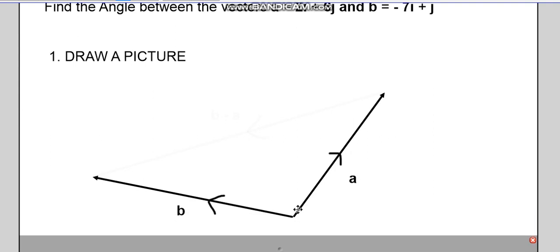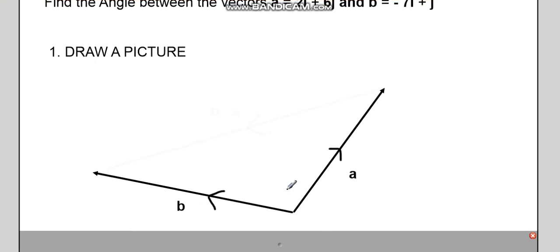Okay, so vector A is 2 across 6 up, roughly. Okay, and vector B is minus 7i plus j. So it's not accurate, it's just a sketch. Now, if we want to find the angle between these two vectors, we are looking for this angle here. Now the easiest thing to do is to make this into a triangle. Because then once I've got a triangle, if I can work out the length of this side, the length of this side, and the length of the third side, I can then use the cos rule.